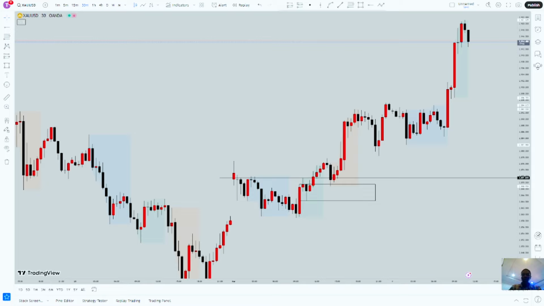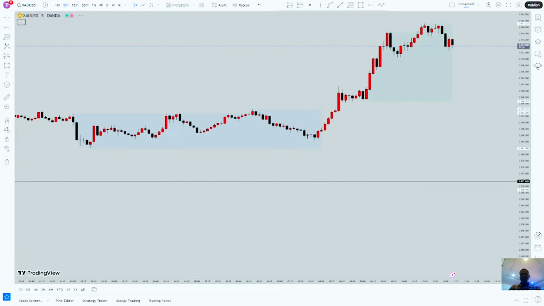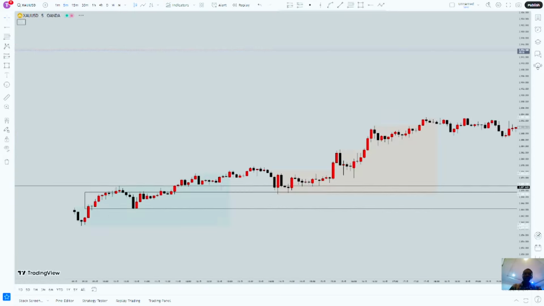So what I did was I spotted that place and waited for price to come in there, and price came in there, and as you can see, it just reacted to it and started going upward. But one other thing I added, which you can add, you can use something like this and add to it.